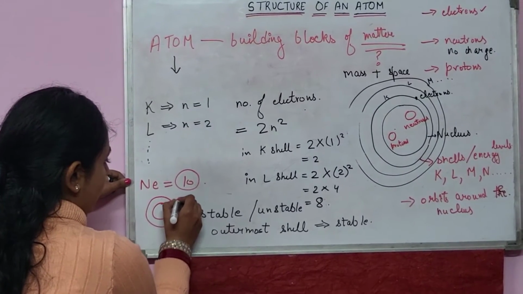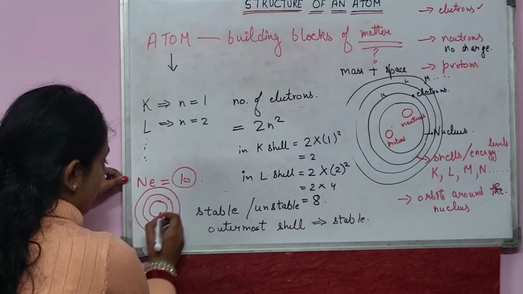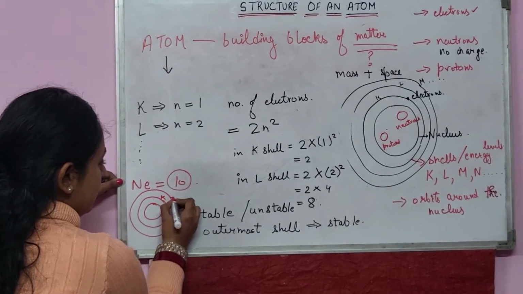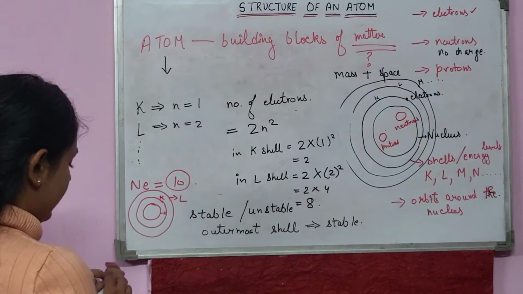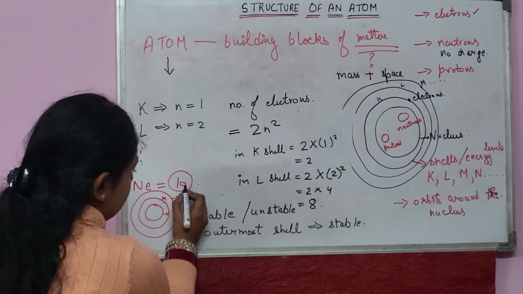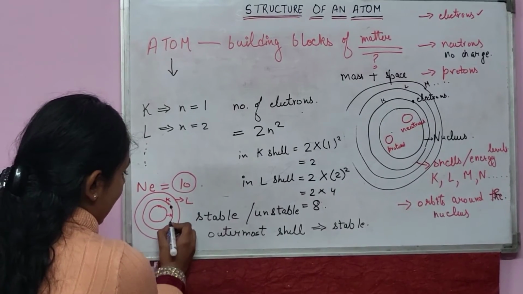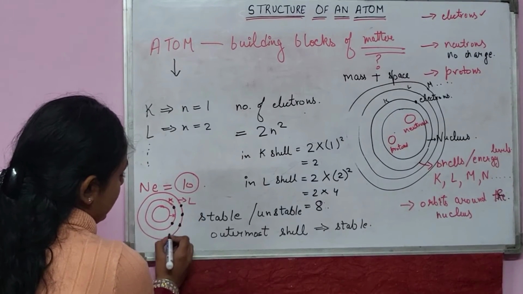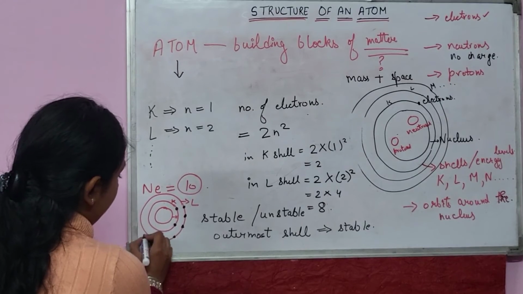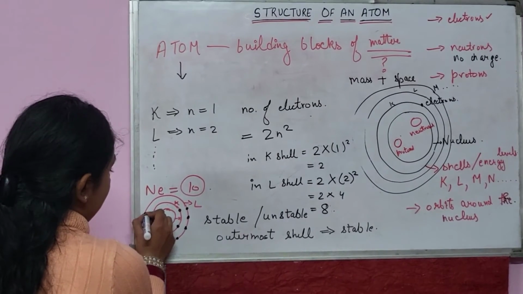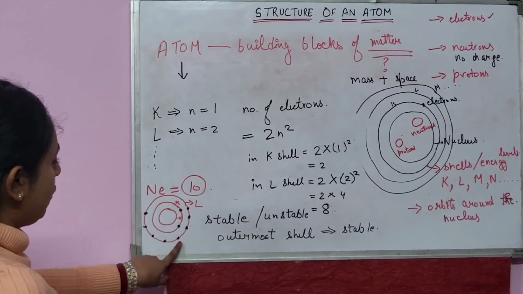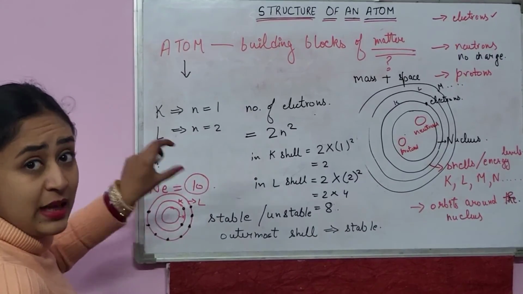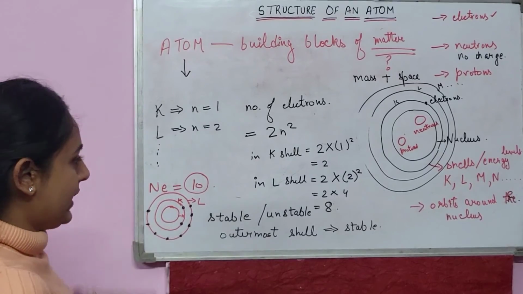This is the nucleus, this is the K shell, and this is the L shell. So this is stable because 2 electrons are present in K and 8 are present in the L shell, that is 3, 4, 5, 6, 7, 8 electrons in the outermost shell. That is why neon is a stable element.